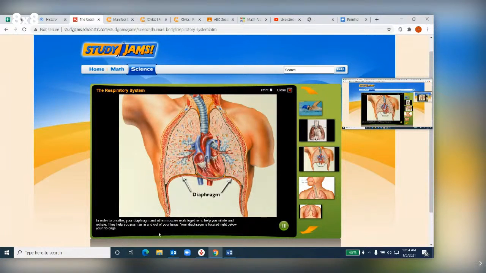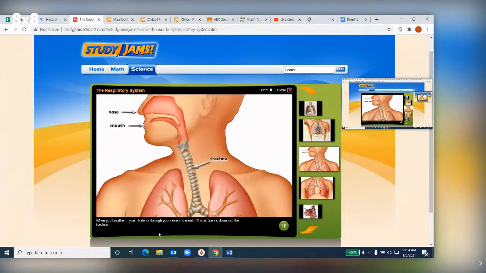In order to breathe, your diaphragm and other muscles work together to help you inhale and exhale. They help you push air in and out of your lungs. Your diaphragm is located right below your rib cage. When you breathe in, you inhale air through your nose and mouth, and the air travels down into the trachea, which is kind of our windpipe.